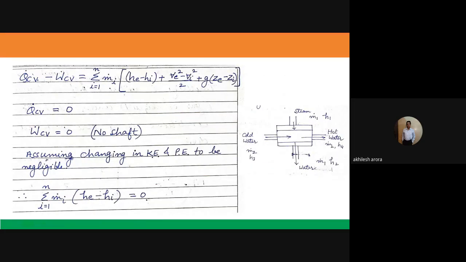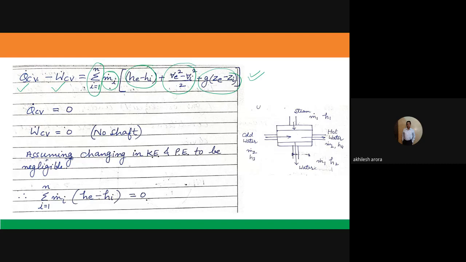The only change that we need to make in this particular case is that the first term will remain as it is, and the second will remain as it is. Here we can introduce a term which says we will have to consider the sum of all terms which are entering and leaving. So if I have n entries, I can take such n number of flows which are entering and leaving, and the remaining equation remains the same: he minus hi, ve square minus vi square divided by 2, g times ze minus zi. So the remaining part is the same.